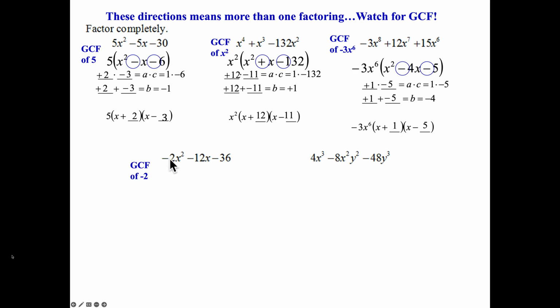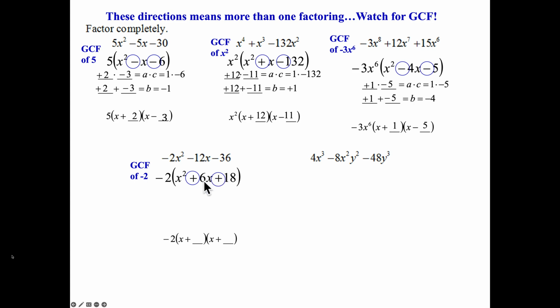Here we have a negative 2x squared. Make that a positive. We're going to take out a negative 2. That gives me x squared, then a plus 6x, and negative 36 divided by negative 2 is a positive 18. I have plus right here, so the two signs are the same. They're both going to be positive. So what two numbers multiply to be 18 and add up to be 6?